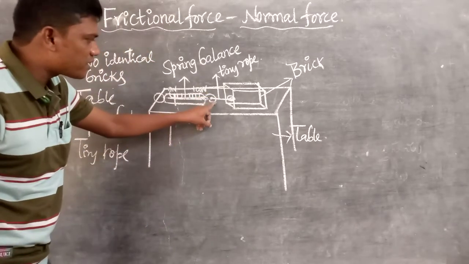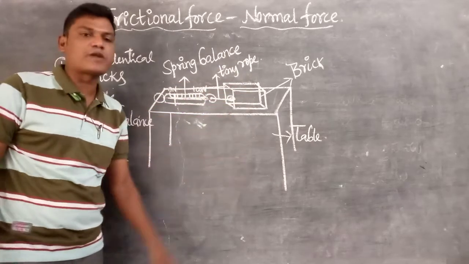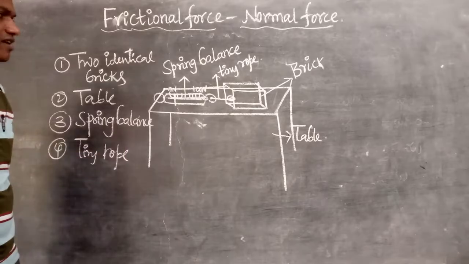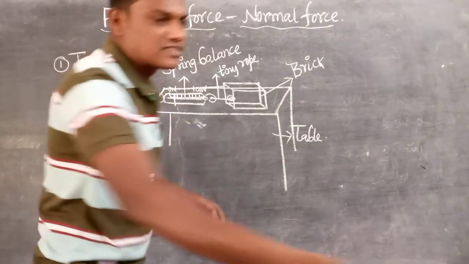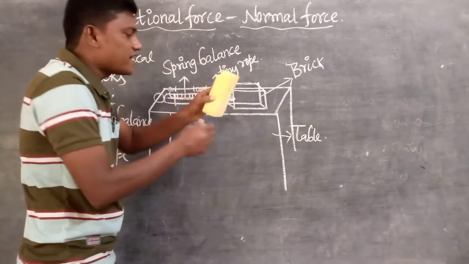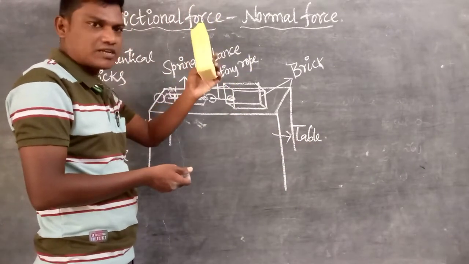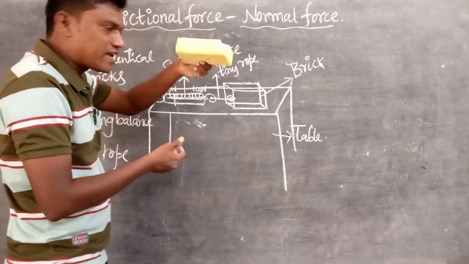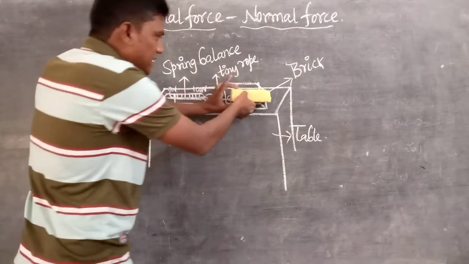This lower end of the spring balance we connected to which one? A tiny rope, which is already tied to which one? The brick. So once again listen very carefully. First of all, we take a brick. The brick is placed horizontally. Here the brick has two portions, the horizontal and the vertical. First of all we take a brick, and the brick is placed on the surface of the table horizontally.